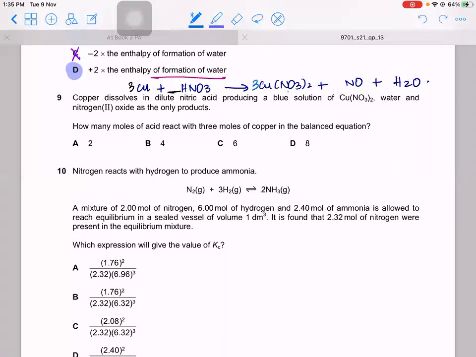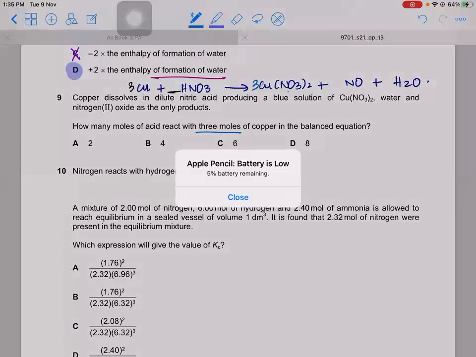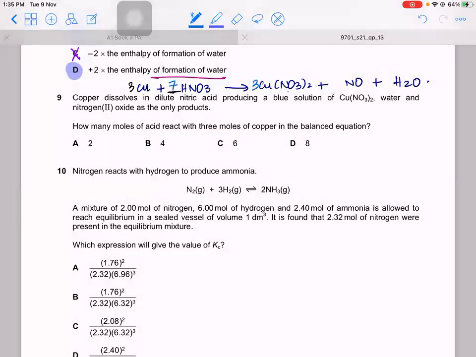So let's see. How many moles of acid react with 3 moles of copper? So you have 7 nitrogens there. So you will put a 7 here. Now let's see, does it balance out? You have 7 hydrogen here. How many hydrogens do we have here? 2. So you will put 7 upon 2. That's 3.5. So 3.5 oxygen, 4.5. And how many oxygens do we have here? 2 3s are 6. 6 times 3, 18. So how will we balance the oxygens then?